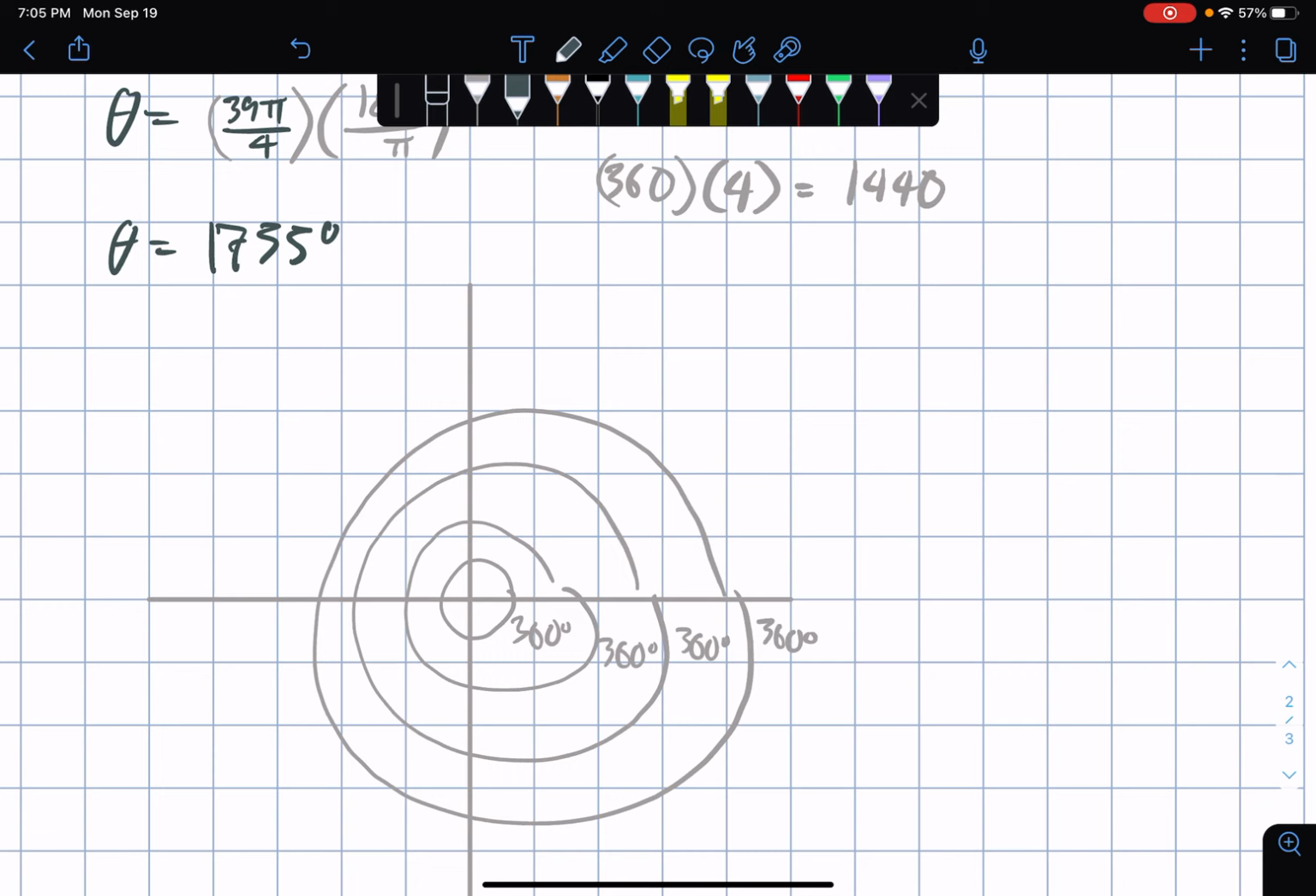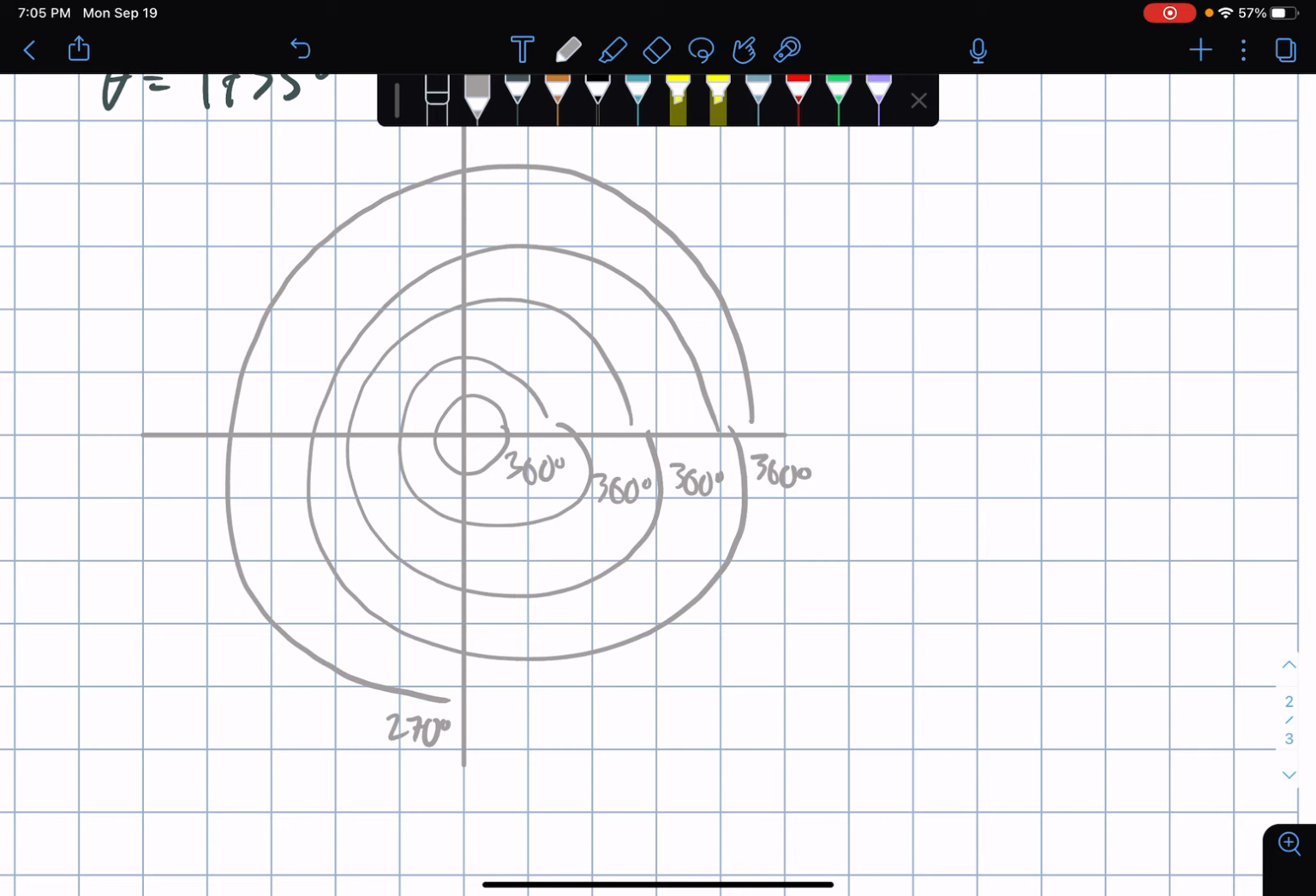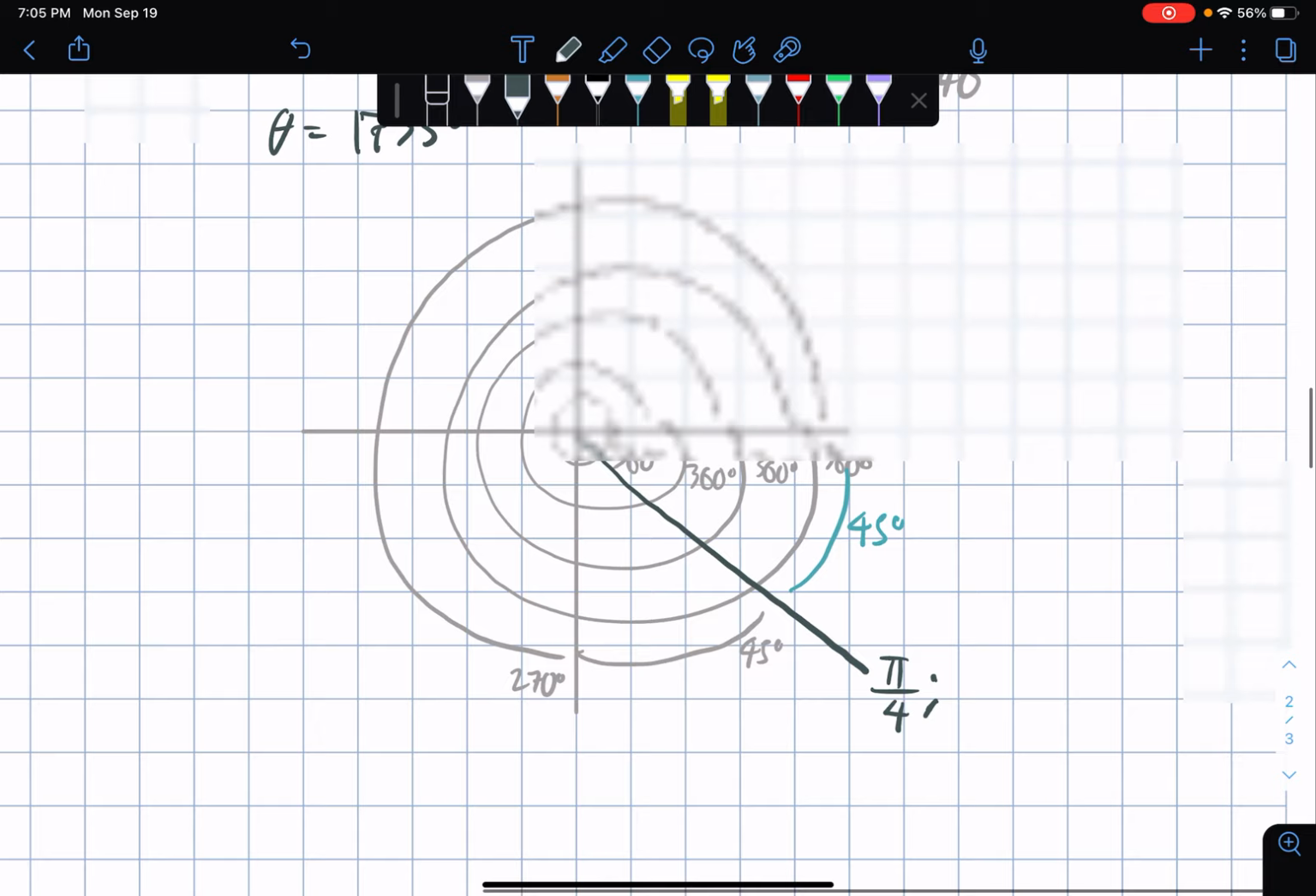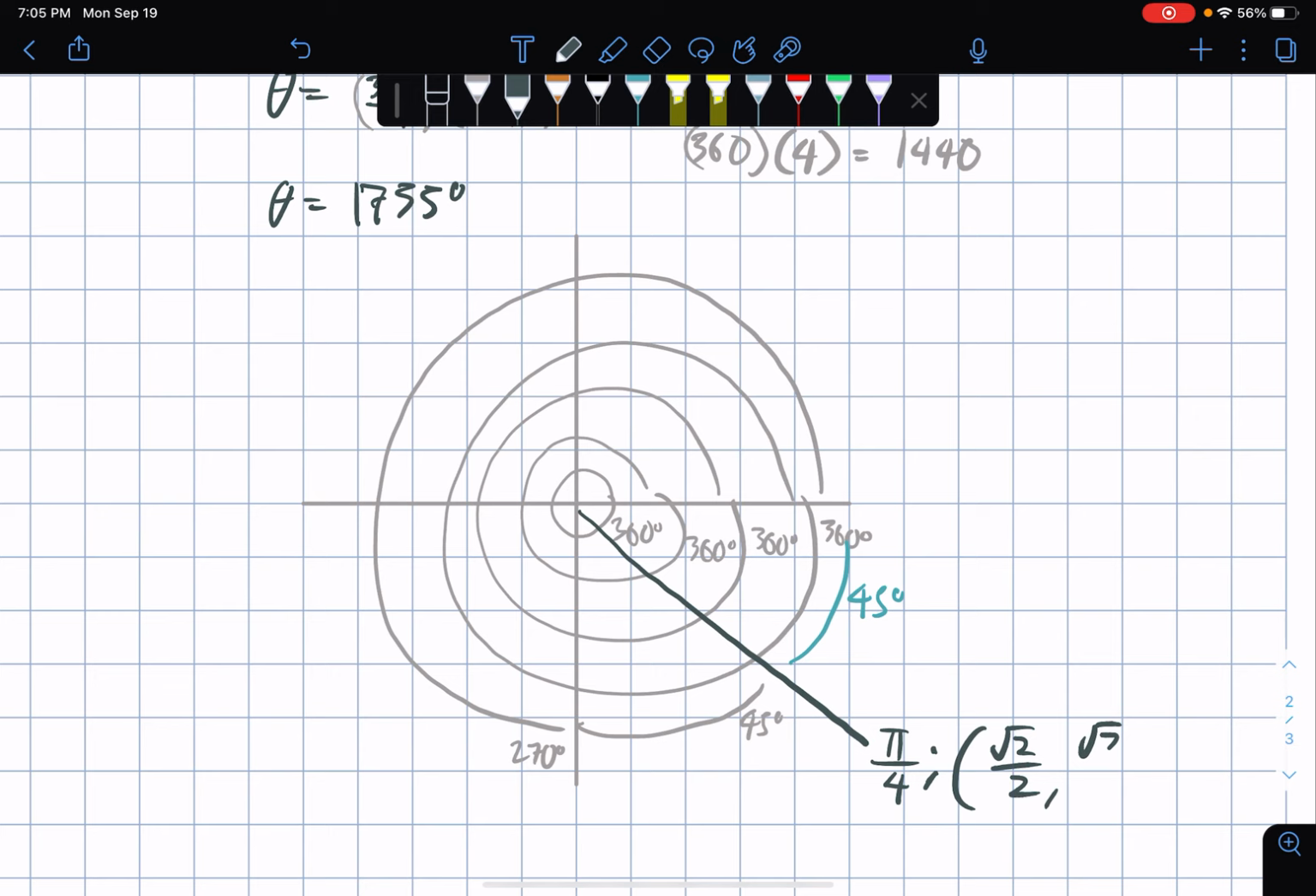And 1755 minus 1440 is 315. So another round trip, so we have here 270. So 315 minus 270 is 45. 45 degrees. So we exactly have pi over 4, and the rest reaching to another 360 is 45 degrees. So pi over 4, by default, its associated points are these ones, and because 1,755 degrees landed in quadrant 4, we have a positive x and a negative y.